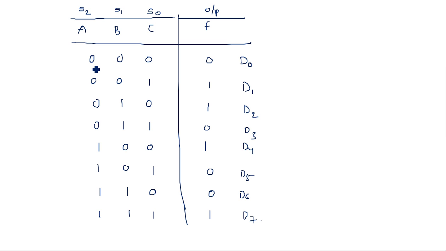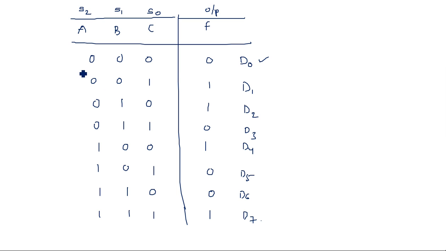That means when selection lines are all zeros, D naught pin is selected and will be sent to the output. Whatever the data that D naught has, that will be displayed in the output. If D naught consists of 0, 0 is the output.